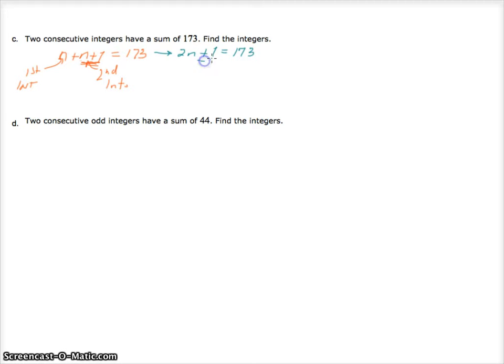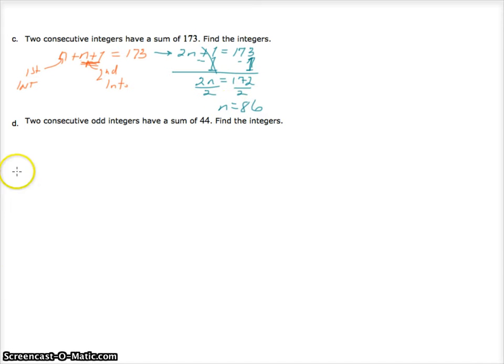Then I solve my equation. Subtract 1, subtract 1. I end up with 2n equals 173 minus 1 is 172. I'm going to divide by 2 on both sides. And n equals 86.